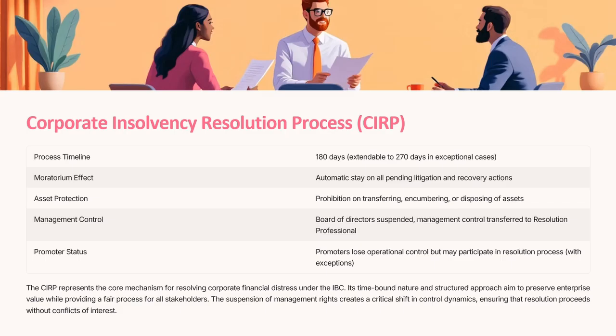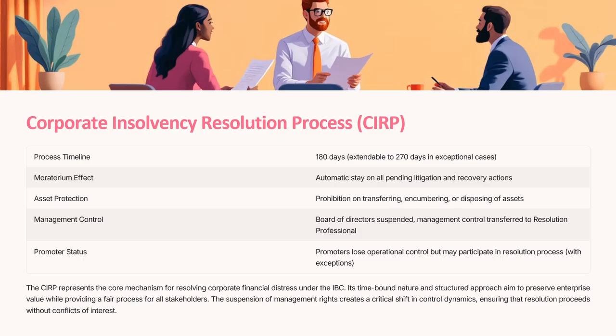Then what is the timeline and what is the process of the corporate insolvency resolution process? Process timeline is 180 days and it is extendable to 270 days in exceptional cases. Moratorium takes effect automatically during this process. All pending litigations and recovery actions are automatically stayed. And asset protection: during this process, there cannot be any transfer, encumbering or disposal of assets.